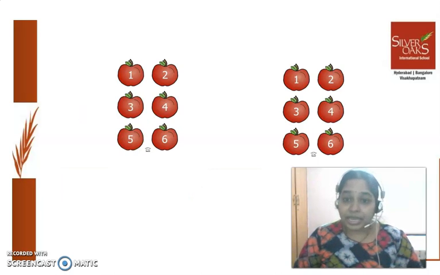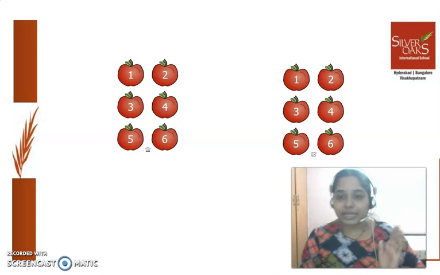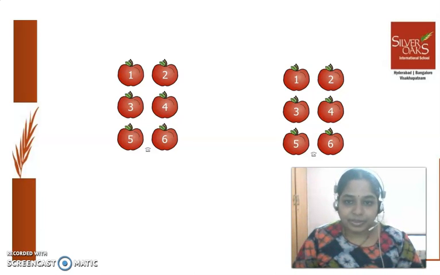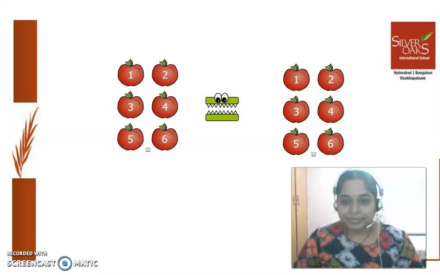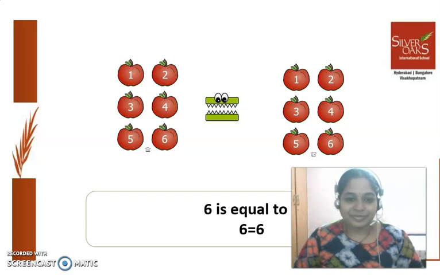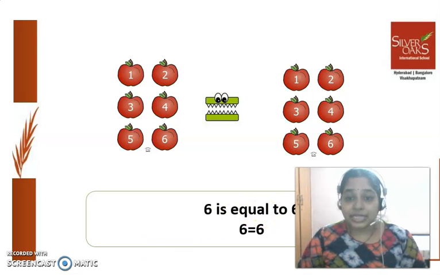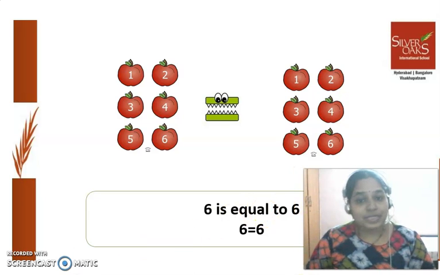This time I have kept 6 apples towards my right side and 6 apples towards my left side. Now let's see how many apples will the alligator eat. Alligator will eat both the sides. So you say it as 6 is equal to 6. This is the symbol of equal to.